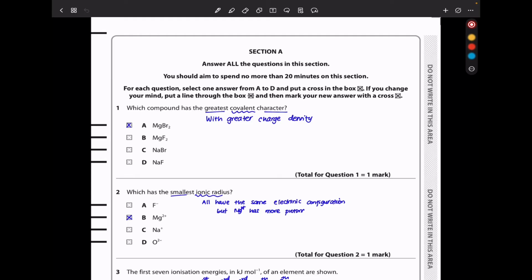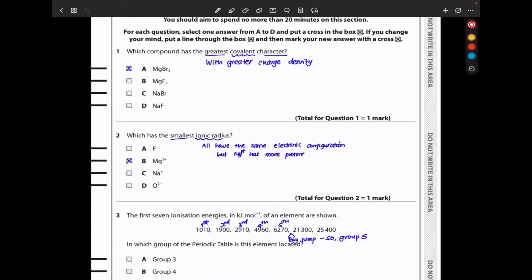Of course, to have greatest covalent character, you should have the greatest charge density. And since magnesium has a higher charge than sodium, sodium is ruled out. Now, fluoride is smaller, but bromide is bigger, so because the anion is bigger and the cation is smaller with a bigger charge, the bond between magnesium and Br is going to have the greatest covalent character, and therefore it's going to be my answer.